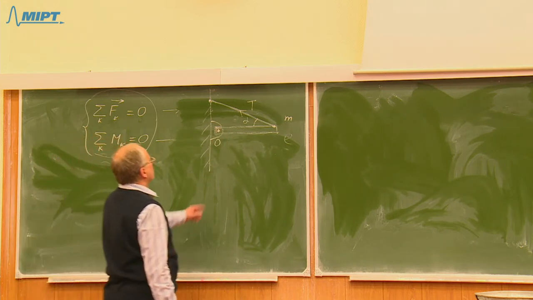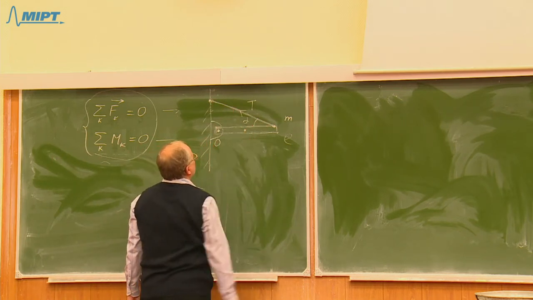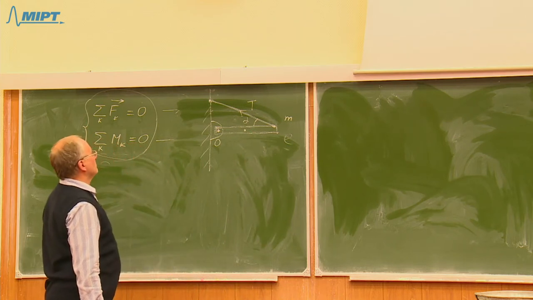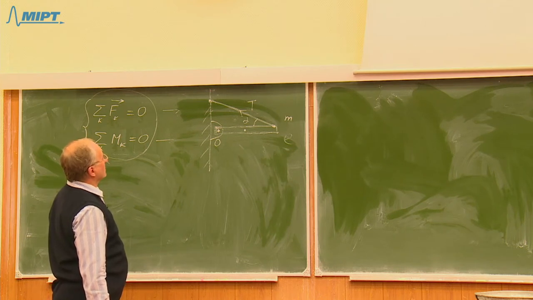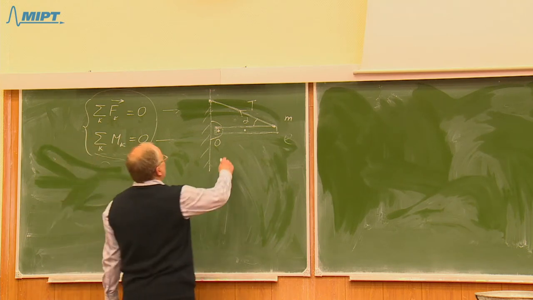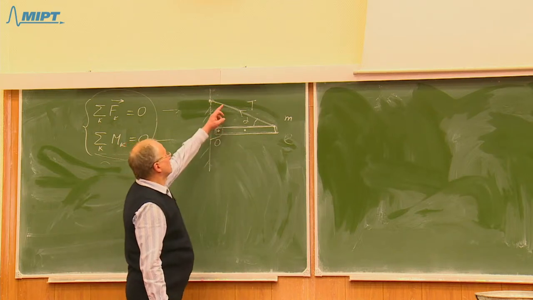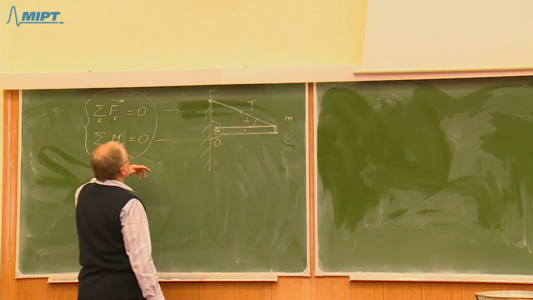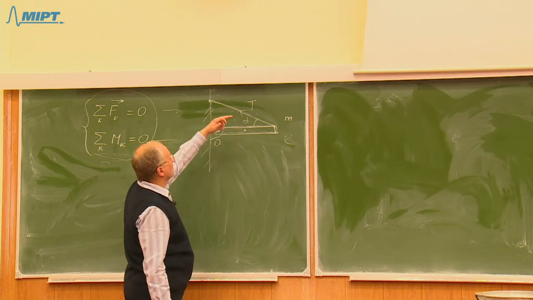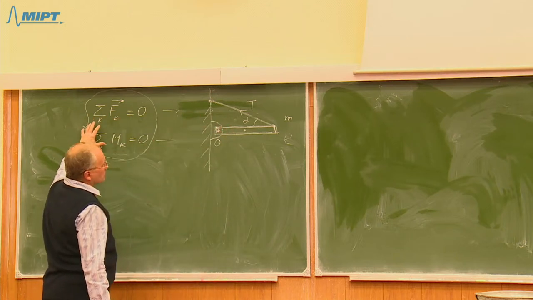So what will be the tension in the rope? In order to solve this problem, we must consider, first of all, all the forces acting on this bar. And the bar is in condition of static equilibrium. It doesn't move. And the rope doesn't break. It supports the bar. So the bar is in condition of static equilibrium. It doesn't move. It doesn't accelerate. Therefore, we must use these equations.